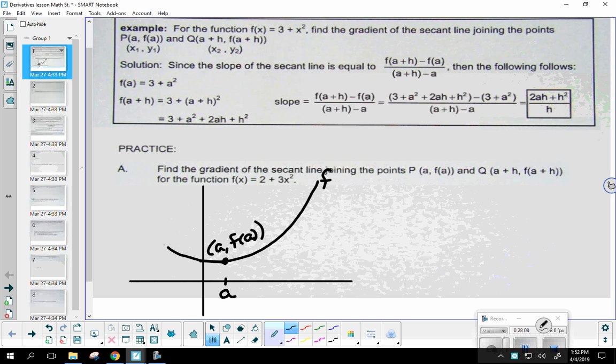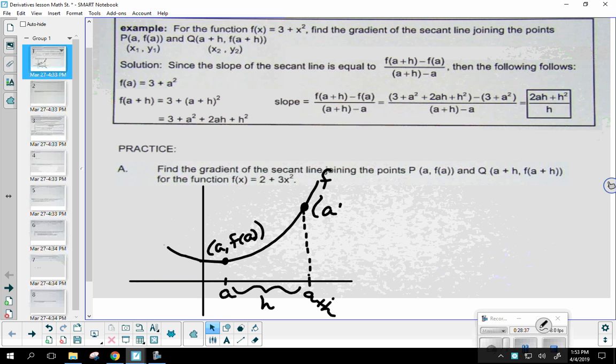And then let's say further on down the line, we want a different value of a. But let's say, again, using their variables, they're h units apart. So what's the value of this one? A plus h. Okay. So what I want to do is go straight up to my function. Okay. So to get this value right here, I should be able to take a plus h, plug it into the function, and it results in whatever y value we're going to end up with here. So this would be a plus h, f of a plus h.